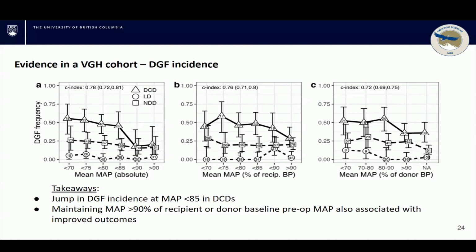Furthermore, in transplant, we can also examine the blood pressures, not just in the context of the recipient's baseline, but also of the kidney donor's pre-op baseline blood pressure, whether they're a living or deceased donor. And so that's graph C, where we express the mean MAP as a percentage of the donor's pre-op baseline MAP. And then for DCDs, we see again a potential target of trying to stay at 90% or more of the donor's baseline blood pressure, or else your DGF rate goes from approximately 30% to over 50%. And then also, interestingly, for live donor recipients, while the event count is low, there is a jump in DGF incidence when the MAP drops below 80% of the donor's baseline, which points to another potential target there.